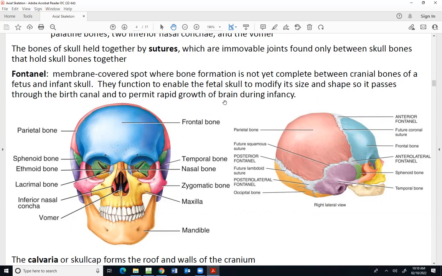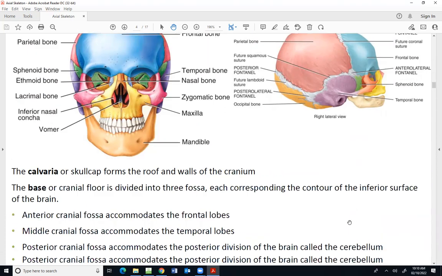The other important thing is they allow the brain to grow really rapidly during infancy. Obviously, like I mentioned the other day, don't press on those or anything like that, because that's very dangerous. Okay. As far as the 2 pictures here, don't worry about those.